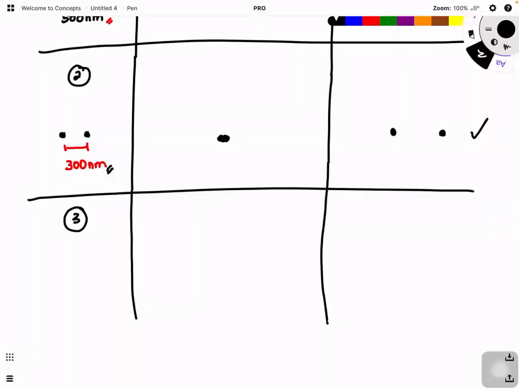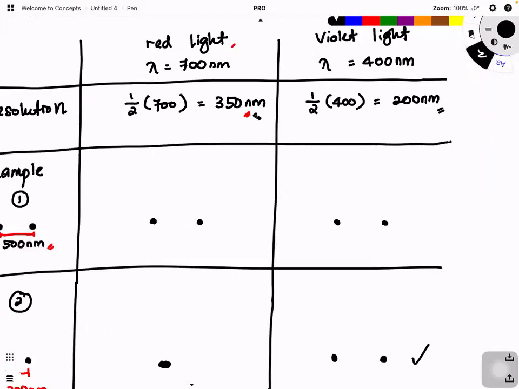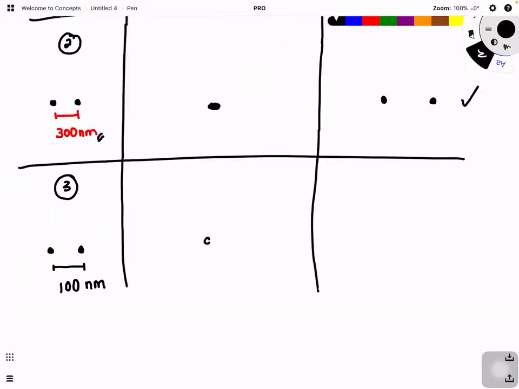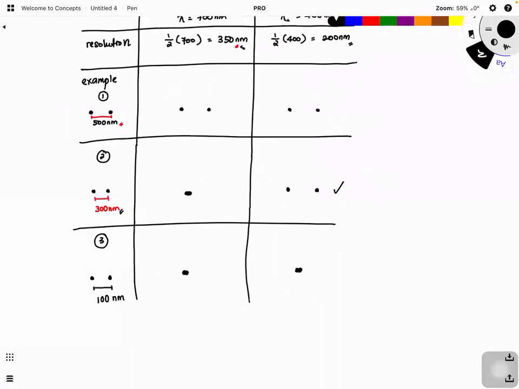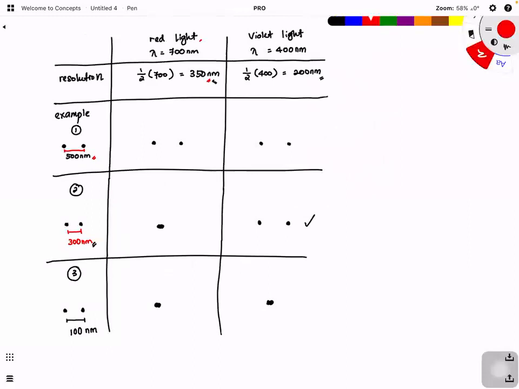If the distance between the 2 points is 100 nanometer, you can see that 100 nanometer is shorter compared to 350 and 200. So both microscopes will show me an overlap of 2. Are you clear? Based on these diagrams, we know that the violet light microscope has better resolution compared to the red, which is poorer. Why? Because of the wavelength used in the microscope.